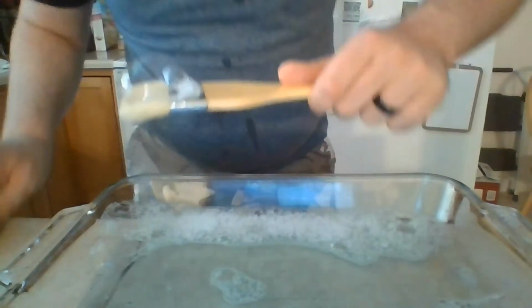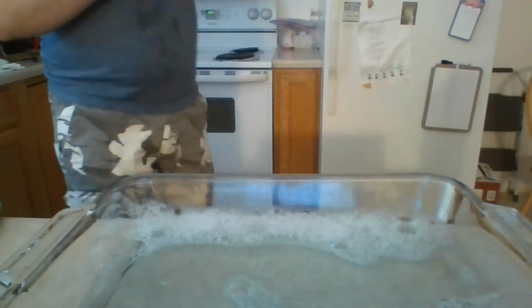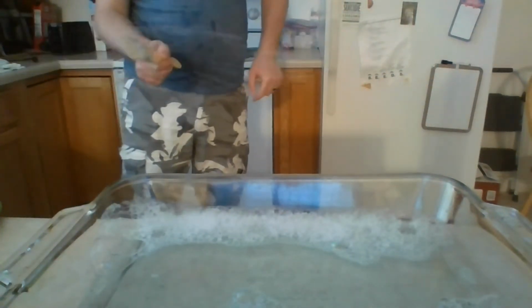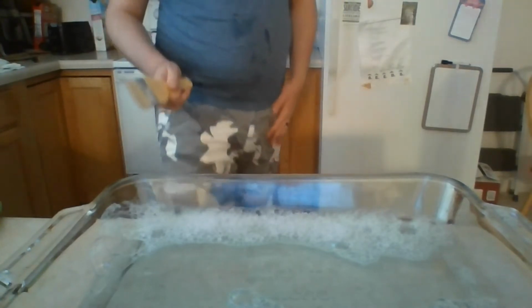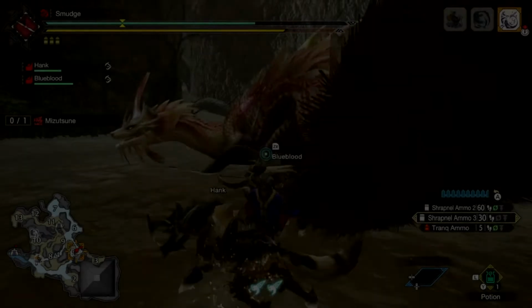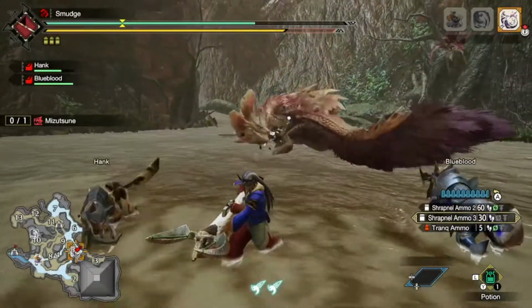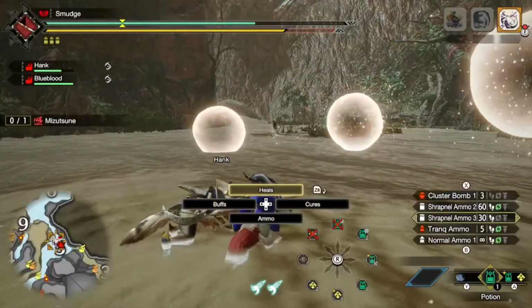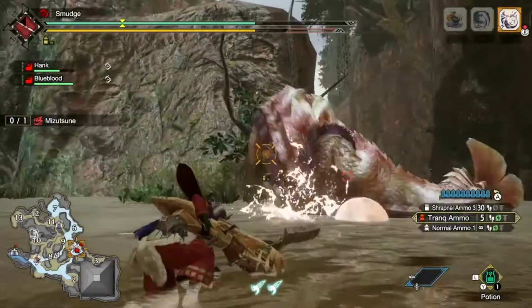Additionally, I tried flicking the bubbles to get them into the air, but they don't have enough structural integrity to fly off. Putting all this together, yes, Mizutsune could reasonably produce the right chemicals to make bubbles. However, the swirling of its tail would not be able to create large bubbles like we see in the game, which is a shame.